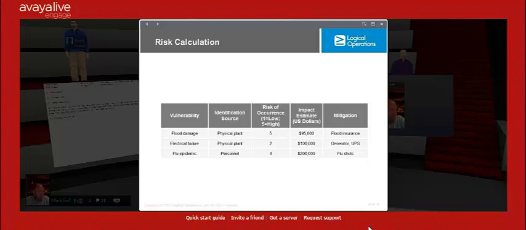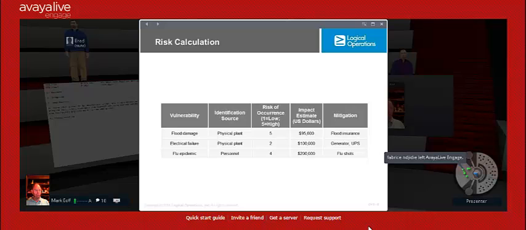And so, how about this? My annual rate of occurrence, that's 4. How often does this happen in a year? It happens 4 times a year. So I take my SLE times my ARO, annualized rate of recurrence, that gives me my ALE, my annualized loss expectancy.